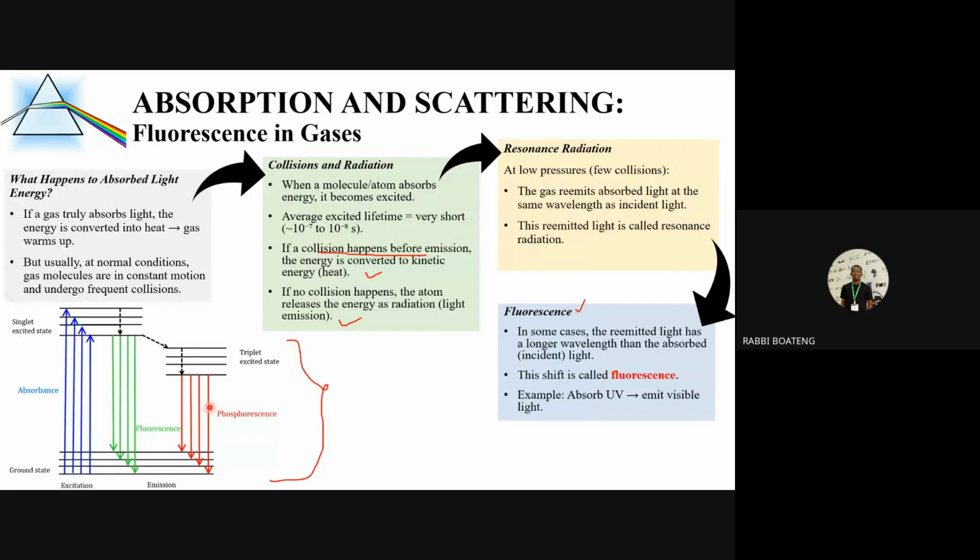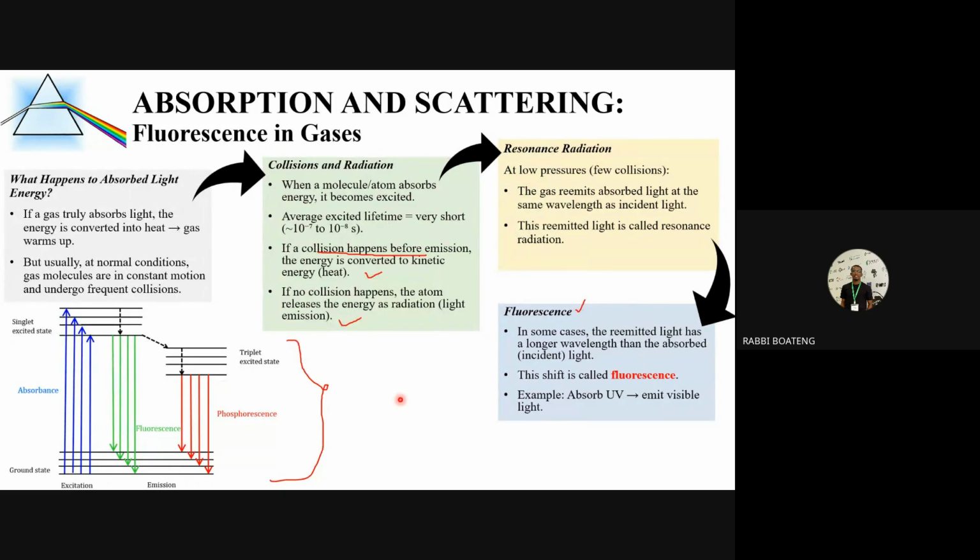Phosphorescence can take seconds and minutes. So you can see that the substance is glowing. But fluorescence is not like that. It's within nanoseconds, so you need a very powerful detector to actually detect fluorescence. Is that okay? It's very, very short, and that is very important.